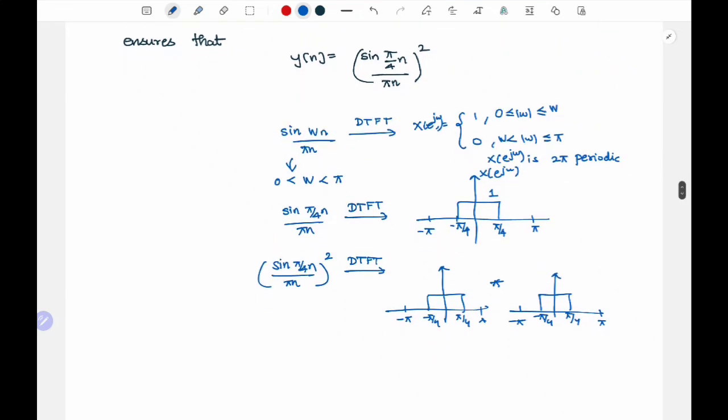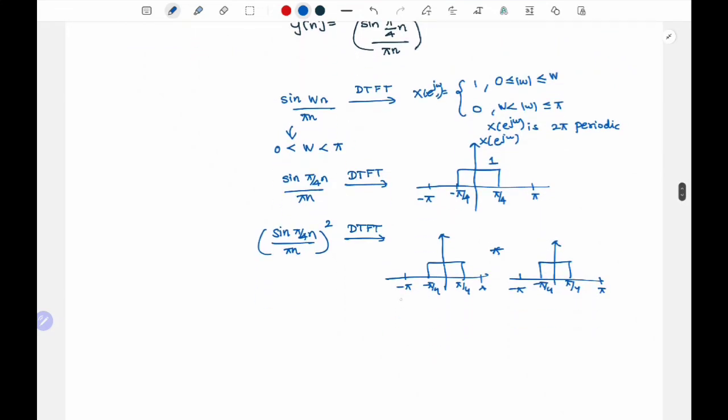So in this type of convolution, you'll always have a 1 by 2 pi factor. So your X of e power j omega convolved with Y of e power j omega is going to give you 1 over 2 pi integral over 2 pi X of e power j theta Y of e power j (omega minus theta) d theta. Or here I can say x1 convolved with itself, x1 with x1 itself. So what you have to do, let's say this is your X1 of e power j omega.